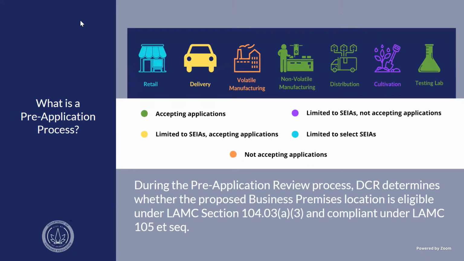So right now, if you're looking to apply for retail storefront, non-storefront delivery, non-volatile manufacturing, distribution, any of the cultivation, processor, nursery types, or testing labs, before you can submit your application, you'll have to go through the pre-application review process. And that's where we'll determine whether or not the proposed business premises location is eligible under LAMC section 104.3A3, and does it comply with LAMC section 105? LAMC section 105 deals with the distancing requirements and sensitive uses that DCR has to look at before we can issue a license.